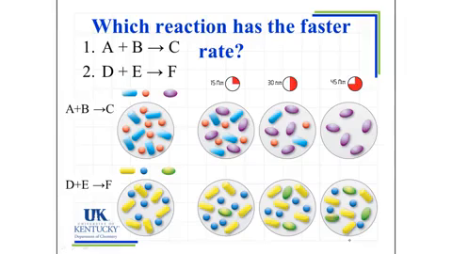Okay, now I've got two different reactions. The one we've been looking at, A plus B going to C, and D plus E going to F. Now I want you to look at these images and I want you to tell me which one of those reactions is faster.